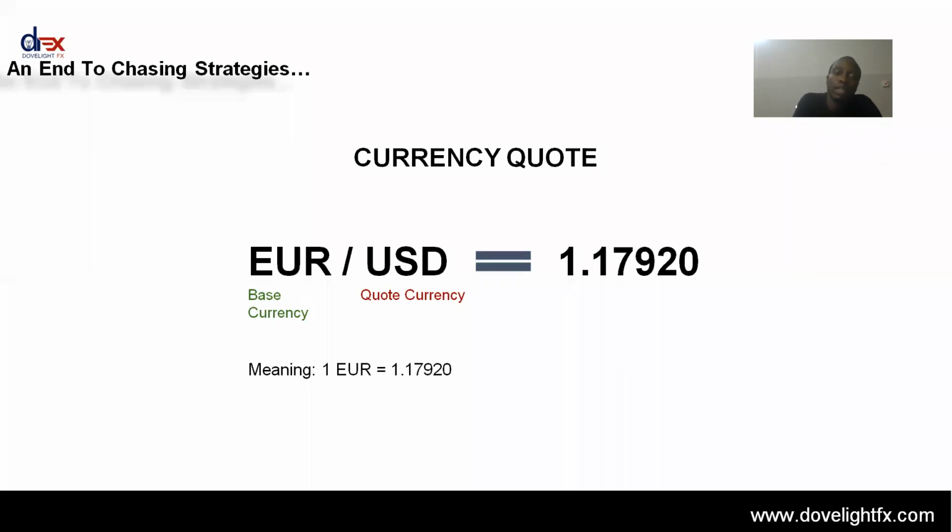Now, this is how currency is quoted. Anytime you see euro USD equal to, euro is the base currency, as I said, and USD is the quote currency, which is equal to 1.17920, which means that 1 euro is equal to 1.17920 USD. This is the meaning of this quote. Whenever you see a currency being quoted this way, it simply means 1 euro is equal to 1.17920. Even if it was, let's say, GBP USD equal to 1.17, it means that 1 GBP is going to be equal to 1.17920 USD. I believe, guys, we understand up to this point.